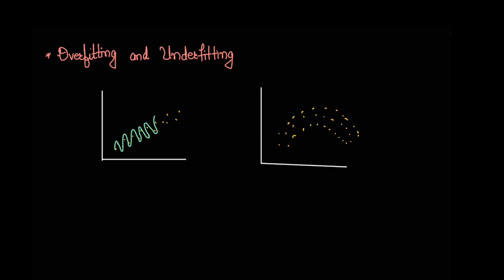Suppose you are using something like polynomial regression, and your model fits like this. Now you can see that this will give almost 0% loss on the training data, but it will generalize very poorly to new data, because we can see that this was inherently linear in nature. So a line like this would have been much better. That case is called overfitting.